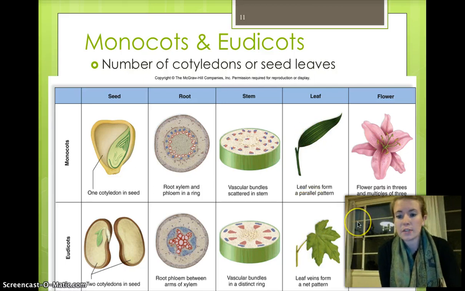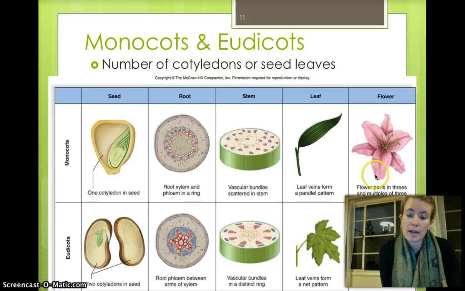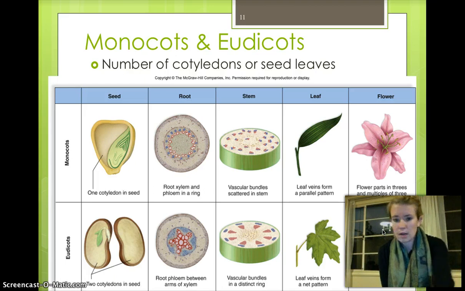And then you can also count the flower parts, and that can distinguish between monocots and dicots. So on a monocot, the flower parts are arranged in threes, or multiples of threes. So there's 3 petals right here, 3 petals right there. There would be 3 or 6 carpels, which are reproductive organs in here. And then on a dicot, they are arranged in multiples of 4 or 5. So those are the main differences between monocots and dicots.